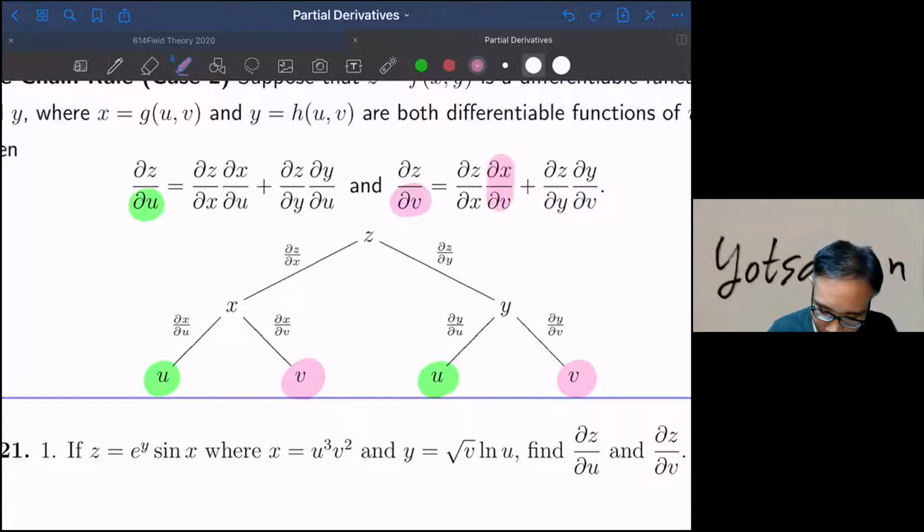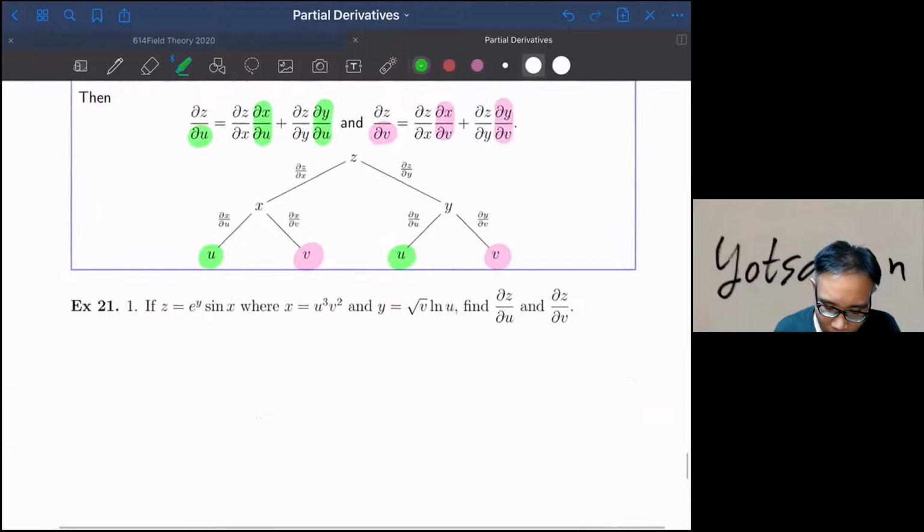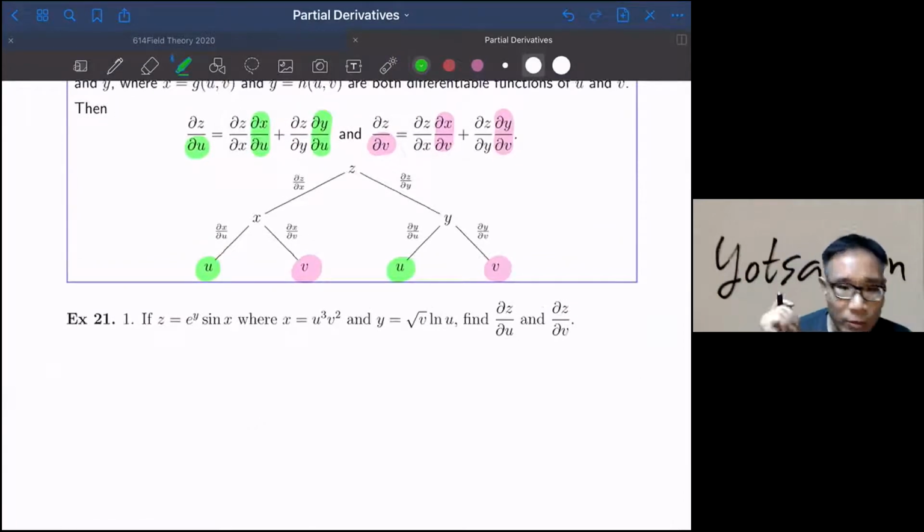Okay, so let me use the pink color for these two guys, and you see you end up with dx du and dy du for the green color. So we basically follow these two legs. We do not have any formula to memorize. What you're going to do is draw a diagram that relates the variables that you have here, and then just follow the diagram.